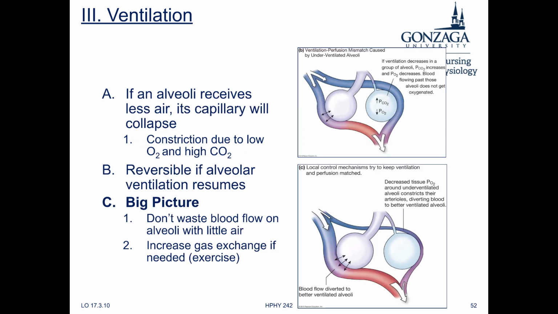So now, what happens if, let's say, in alveoli, the ventilation is reduced, or the airflow to an alveoli is decreased? So that's what this figure is trying to show you. Notice up here, we have a much smaller bronchiole right here that leads into this alveoli compared to this one right here. So because of that, there's less air that's reaching this alveoli, and as a result, you have an increase in carbon dioxide, a decrease in oxygen.